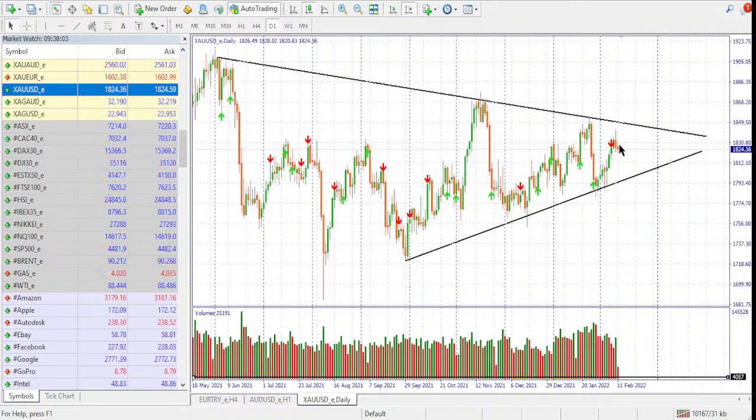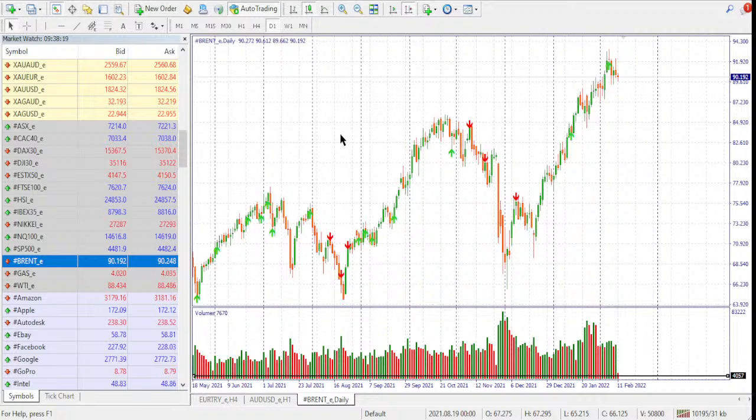So if the price can move up and touch this level, then this will act as the best place to look for a sell from. So we still wait to see what happens. If the price goes up and touches this level here, then this will give us the ideal place to look for a sell from. The next symbol is the Brent oil.